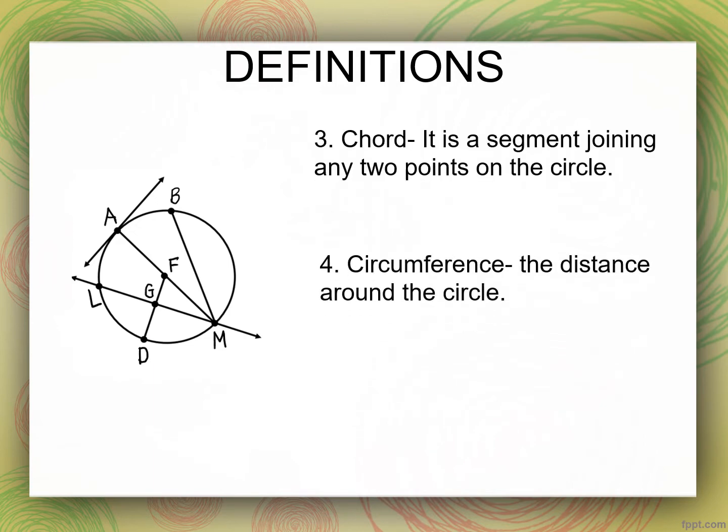Okay, let's continue. So let's have chord. It is a segment joining any 2 points on the circle. So notice that the definition of chord and diameter is similar, except that a diameter passes through the center of a circle. So that's why we consider the diameter as a chord. In fact, the diameter is the longest chord.